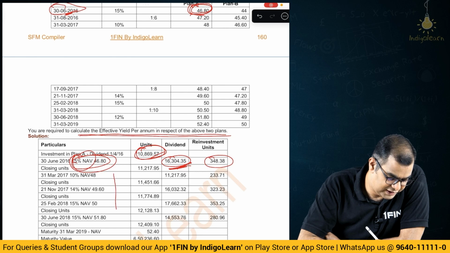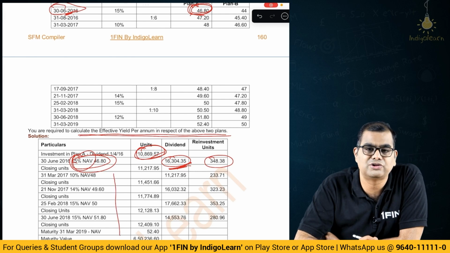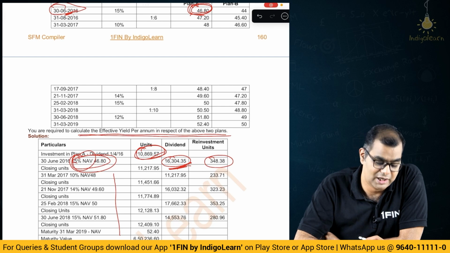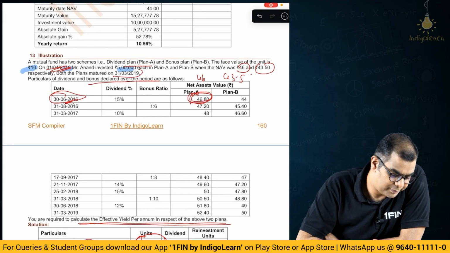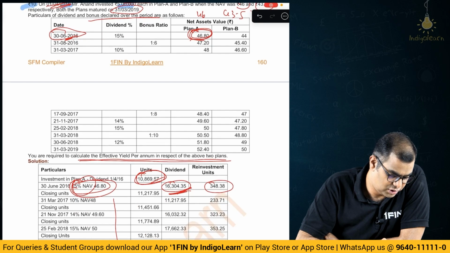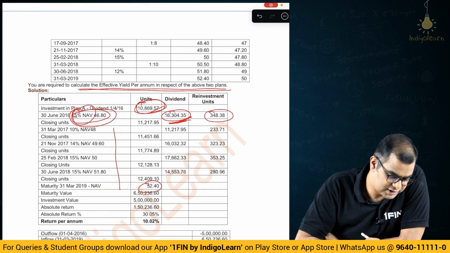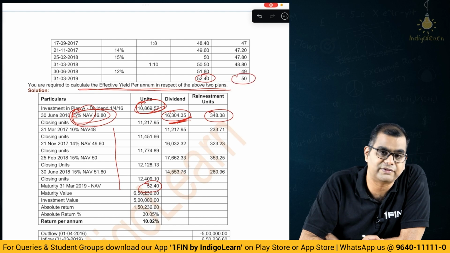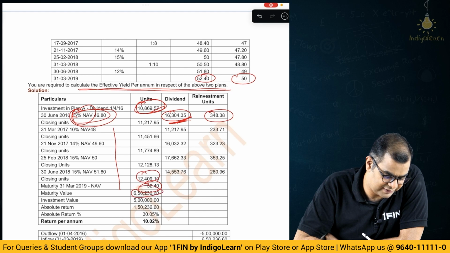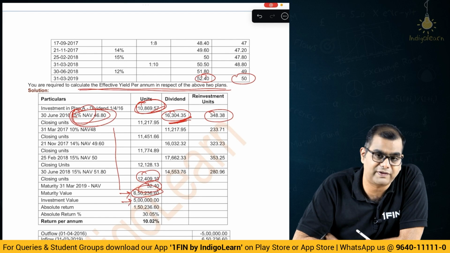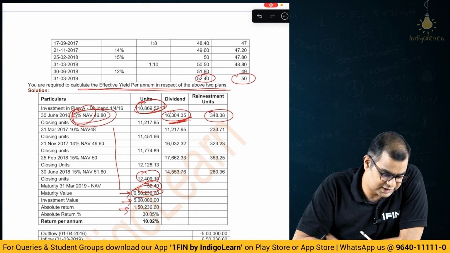Like that, every year the dividend comes to you, the dividend is reinvested in some units, and those units add up to your opening units. You can keep doing that, and at the end of the period, both the plans matured on 31/3/2019. On 31/3/2019, what is the NAV? They themselves have said 52.4 and 50. So, you take 52.4 here, multiply with the number of units that you have, which is 12,400, and you get 6,50,000. Now, the 6,50,000 is the ending value. What is the investment value? 5 lakhs. What is the holding period return or absolute return? You do 6,50,000 minus 5 lakhs.